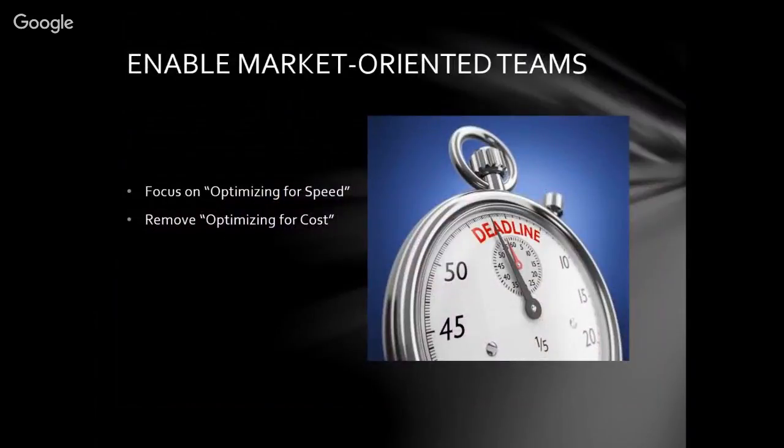Enable market-oriented teams. They'll focus on optimizing for speed, and they're going to try to remove optimizing for cost. We need to reduce the effects of functional orientation for optimizing for cost, and enable market orientation for optimizing for speed. By having teams work on all feature development in addition to testing and supporting their service from idea conception to retirement, these teams are able to get everything out faster. This model has been adopted by companies like Amazon and Netflix.